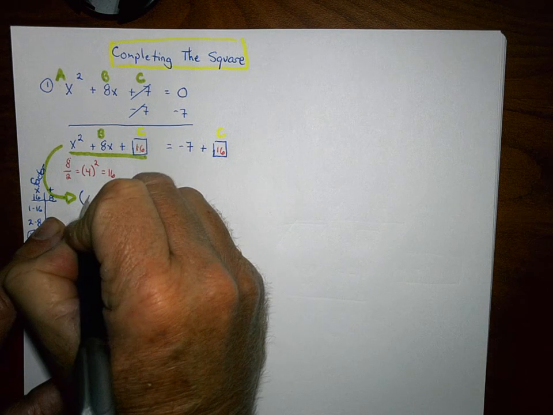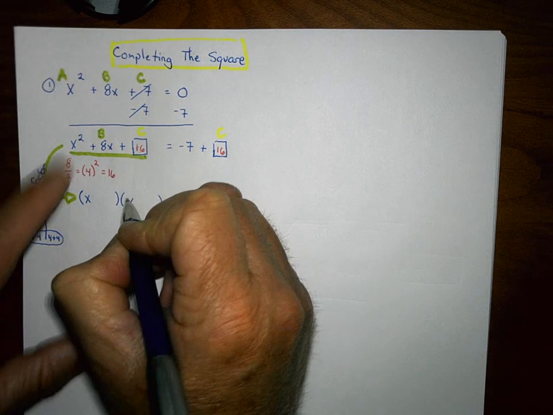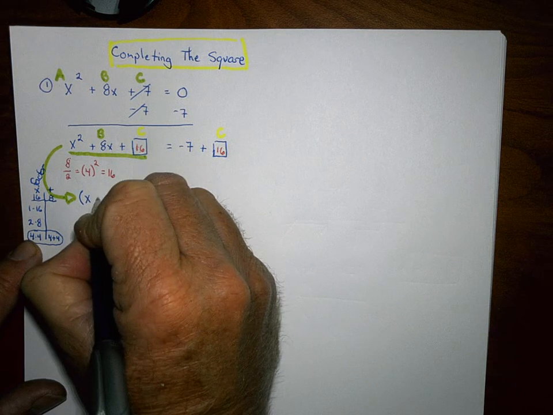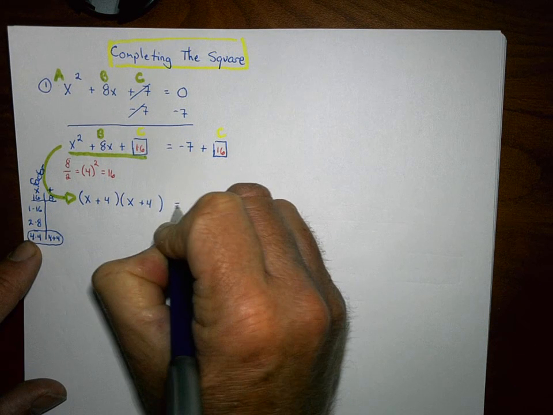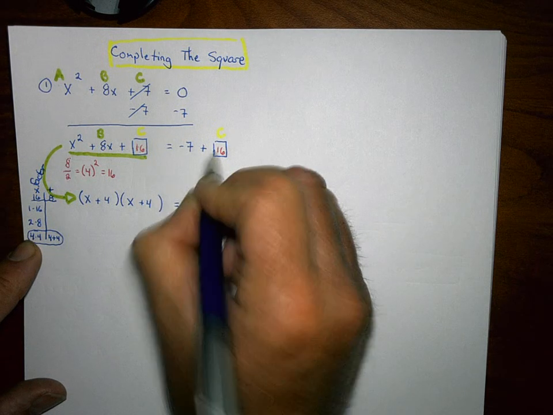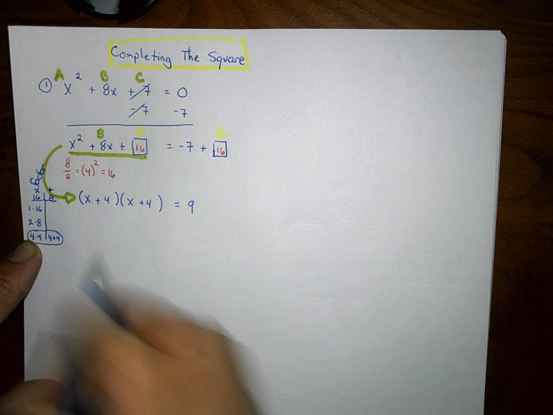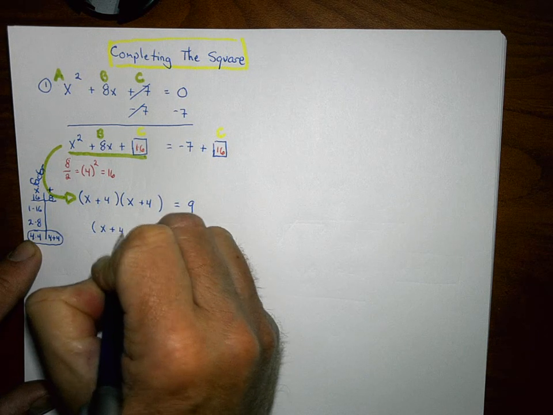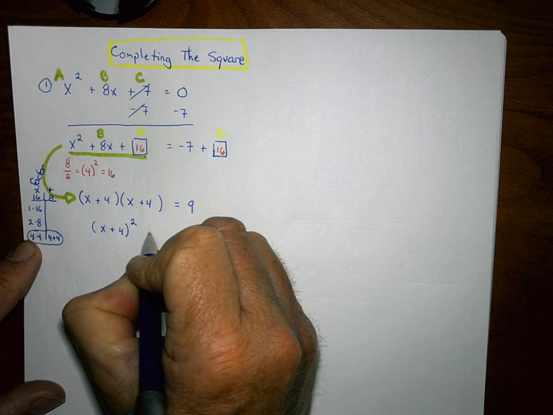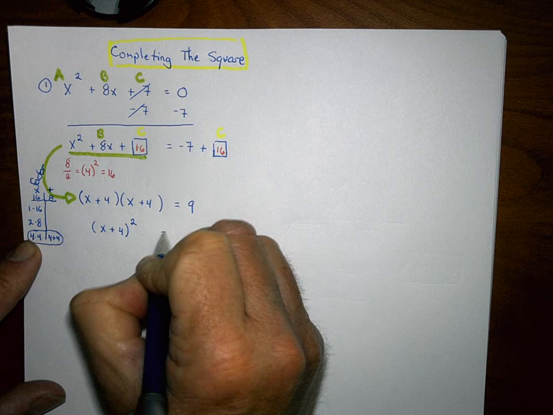They're both going to start with x because my variable is x. And since both my factors are positive 4, I'm going to have x plus 4 and x plus 4. And that's going to be equal to negative 7 plus 16, which is 9. Okay, well, I'm going to rewrite this. I have 2 sets of x plus 4s. So I'm going to have x plus 4 to the second power is equal to 9.